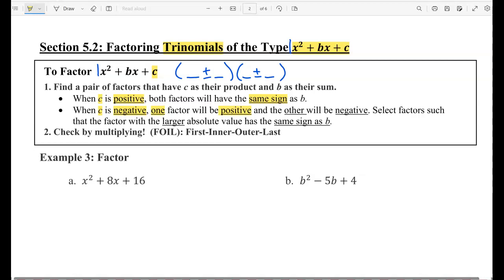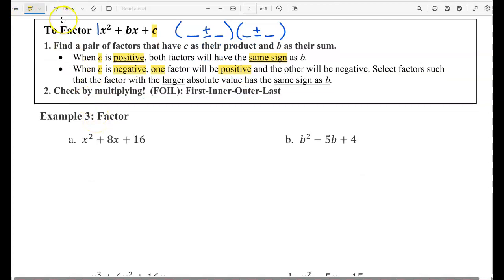Okay. When we're done, once again, we can use the FOIL method or the distributive property as we know it to check our answer. So let's use our guidelines here and let's work through some of the possibilities of determining what the factors should be. So again, we've said that we have a trinomial, and a trinomial factors into 2 binomials. And now is a good time to step aside and talk about, remember what we did in chapter 4 with the distributive property.